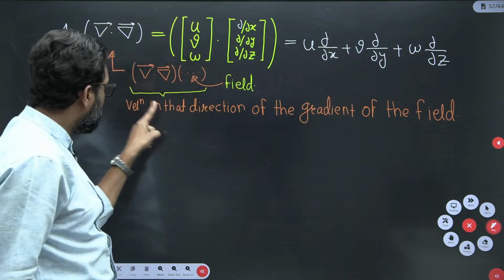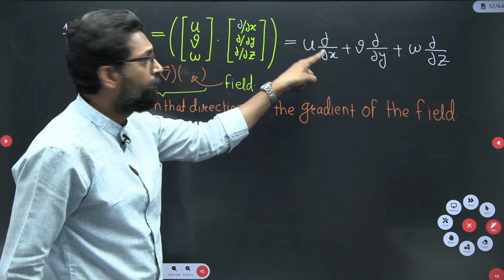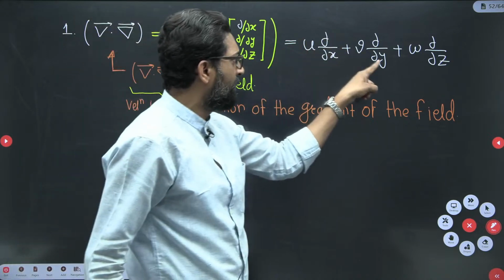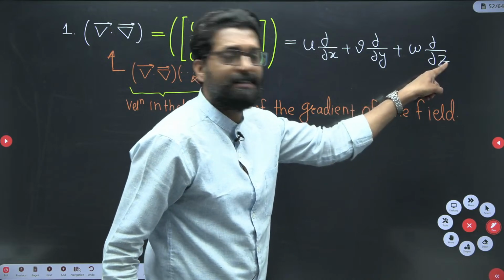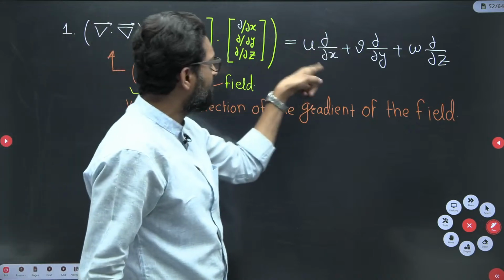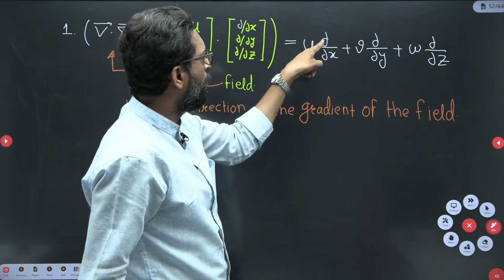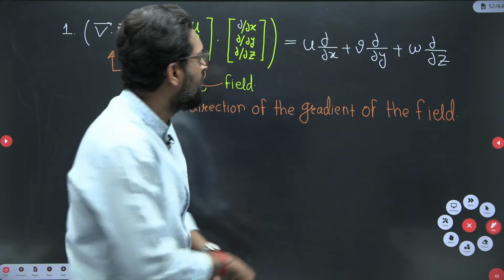So the velocity in that direction, which direction? Let's suppose the velocity u. What is the direction of u? X. Let's suppose velocity v. What is the direction? Y. Let's suppose velocity is omega. What is the direction? Z. So velocity in that direction of the gradient. This is a gradient, and this is dou by anything by dx. What is that? Gradient.